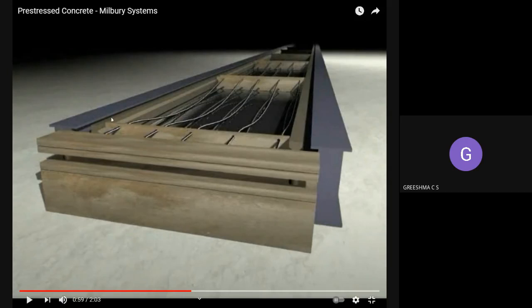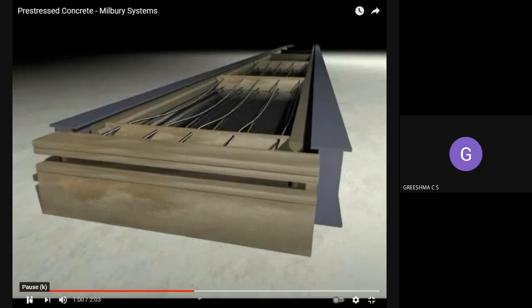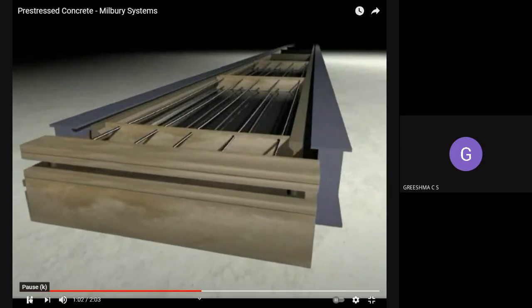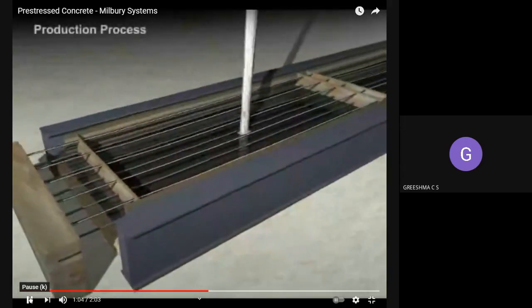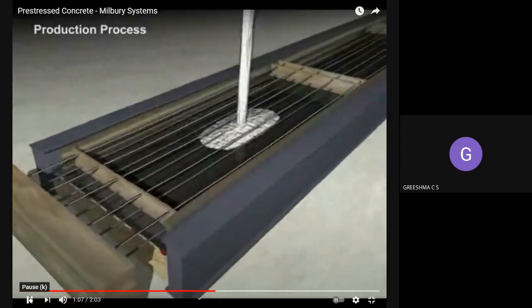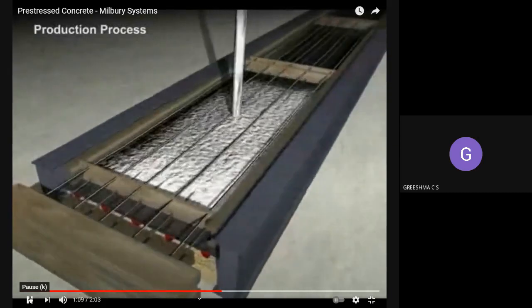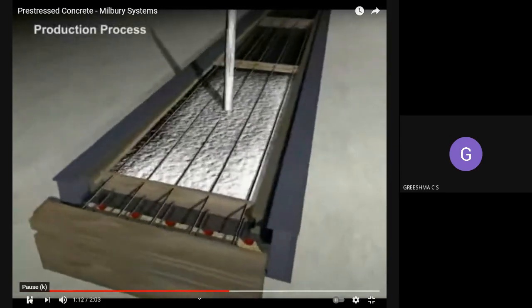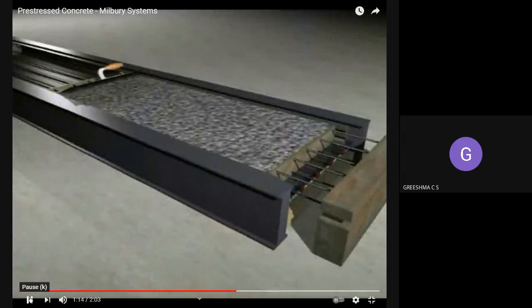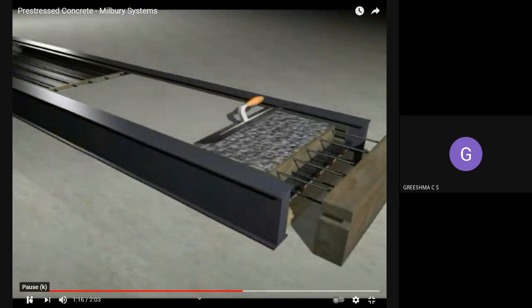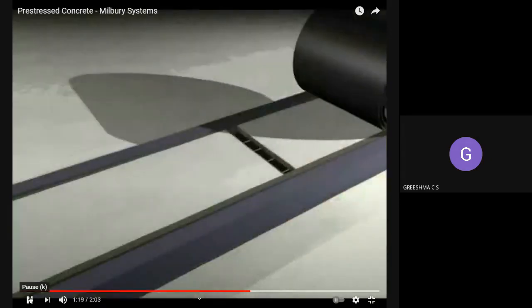They have provided 1, 2, 3, 4, 5 tendons over the bottom side, and see, they have anchored them over the side, and they are stretching them. That means they are applying tension. After that they are pouring concrete. Definitely leveling and all those things you have to do.